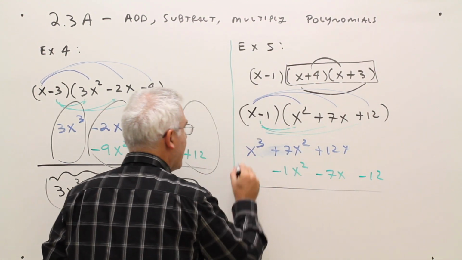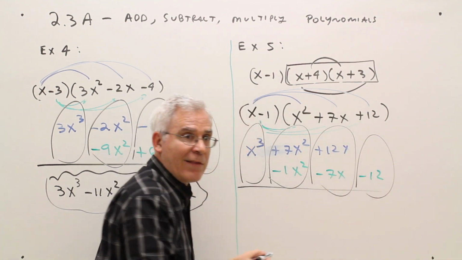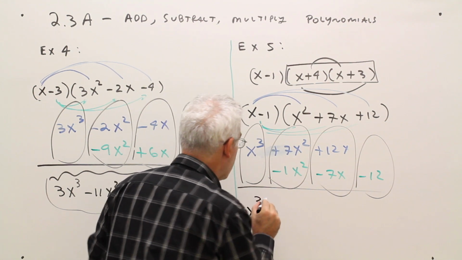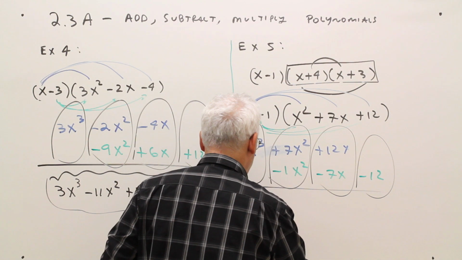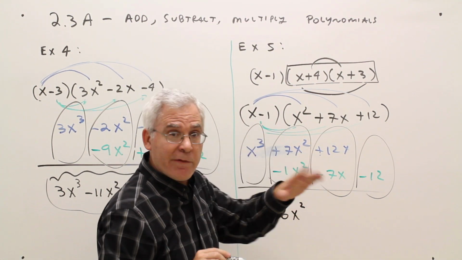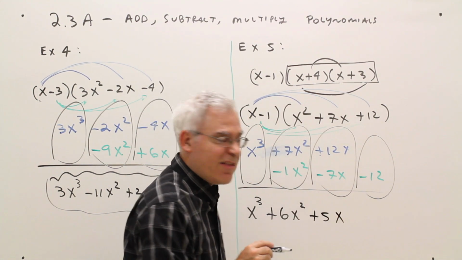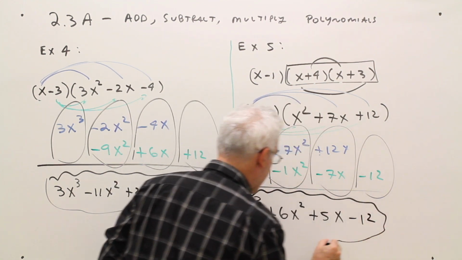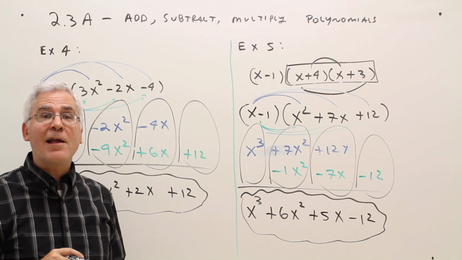Once again, adding those terms and those terms and those terms and that term. So I've got an x cubed. 7 minus 1 is 6, plus 6x squared. 12 take away 7 is 5, plus 5x, and then just minus 12. Once again, standard form. And there you have it, how to multiply polynomials.